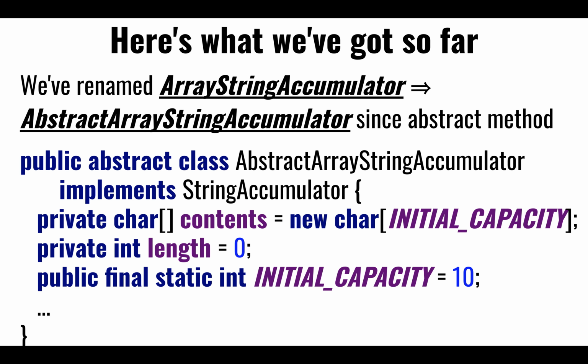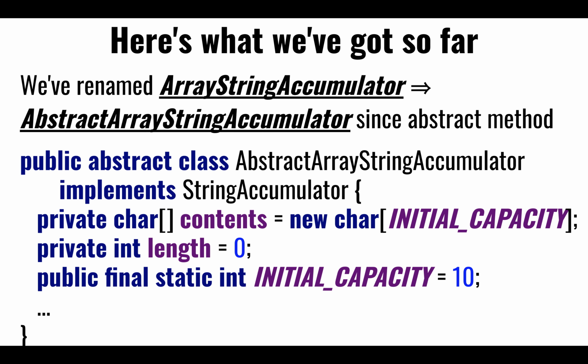Here we're going to rename our original class, where we were implementing all the resize, the ensure capacity, the append, the toString, all that. It was a full class that we were working on. Instead, we're going to put abstract in front of it, since indeed it's going to be an abstract class, and we're going to leave one of the methods unimplemented. But the implementation is the same.